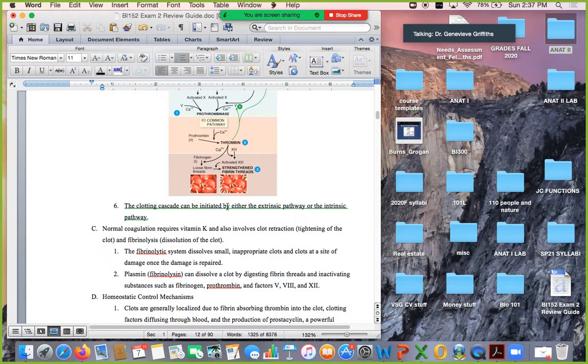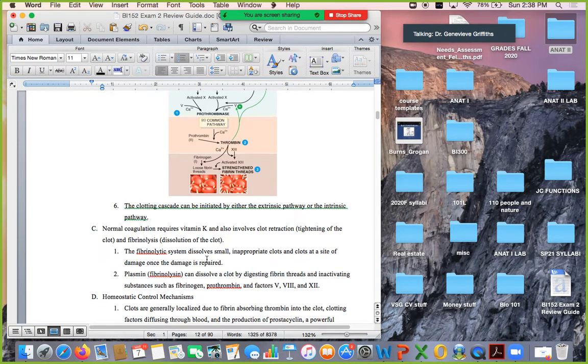So again, that clotting cascade can be initiated by either the extrinsic or the intrinsic pathway, but once it reaches this common pathway, all the steps are going to be the same. Now, coagulation is also going to involve vitamin K, and also is going to involve the retraction of the clot. It's going to tighten down as we strengthen down those fibrin threads, and then eventually we're going to enter into fibrinolysis, or when we dissolve the clot, which is going to happen after we've gotten the tissue repaired.